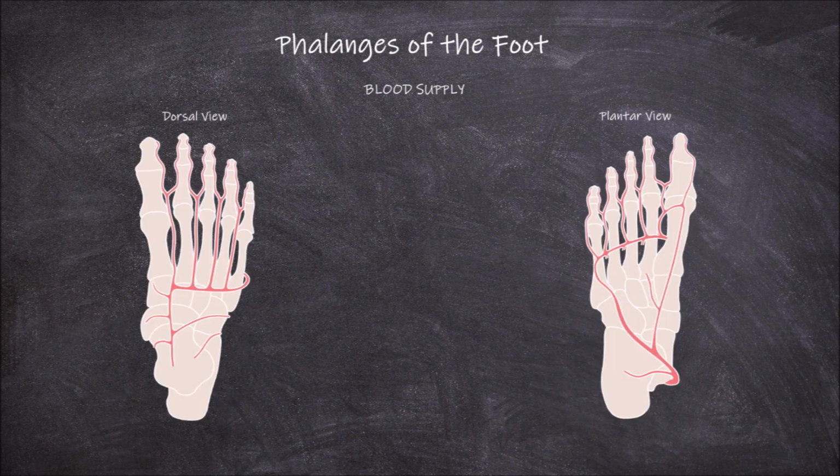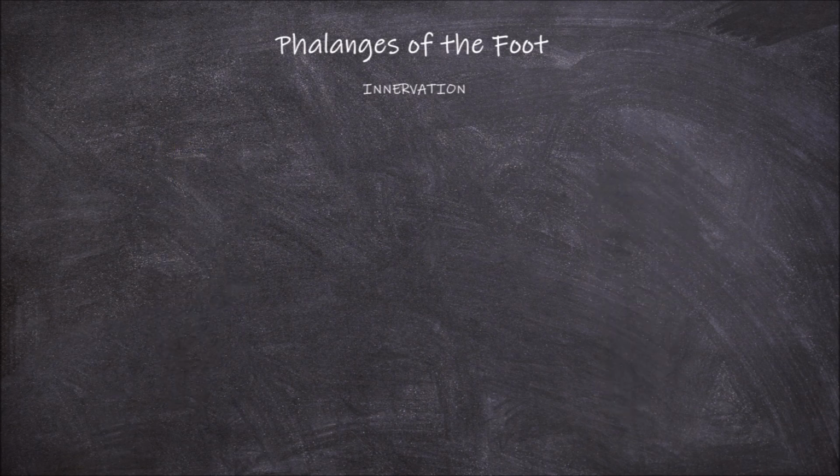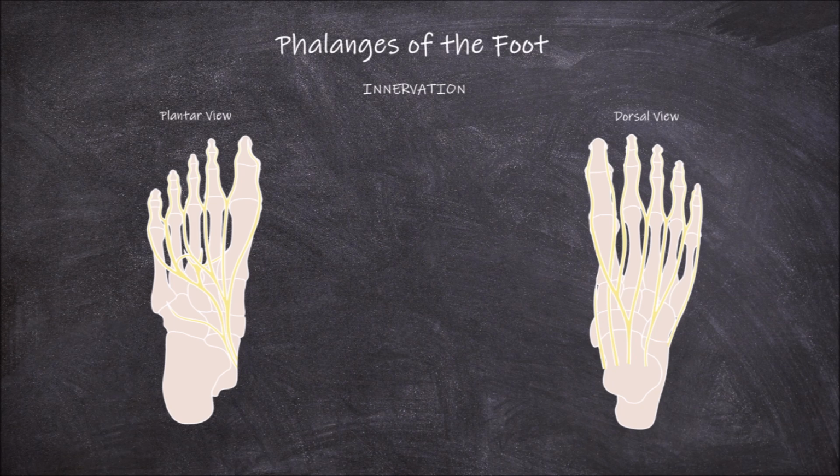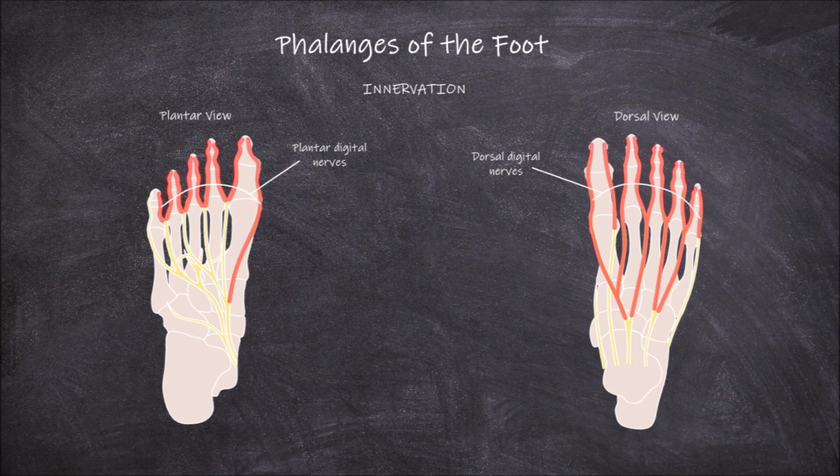The proximal phalanges are supplied by the dorsal digital arteries. The middle phalanges are also supplied by the dorsal digital arteries, but also by the plantar digital arteries. The distal phalanges are primarily supplied by the plantar digital arteries. What about nerve supply to these bones? The phalanges of the foot are innervated by the plantar digital nerves and the dorsal digital nerves.